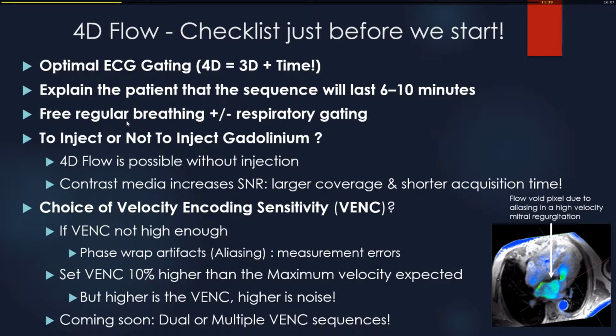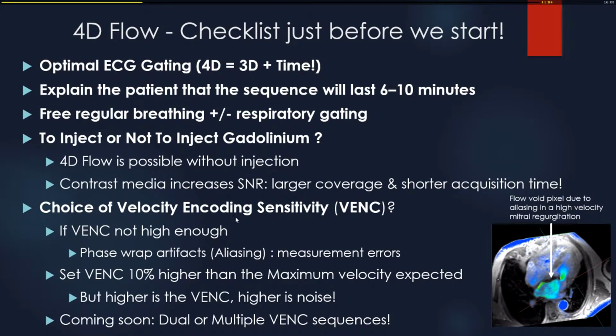And then we also ask them to have good and regular breathing. We can do respiratory gating, but most of the new sequences don't need any. We have reliable algorithms that can avoid this respiratory gating. To inject or not to inject gadolinium, this is the question. 4D flow is possible without injection, but contrast media increases signal-to-noise ratio, and we can have larger coverage and shorter acquisition time.